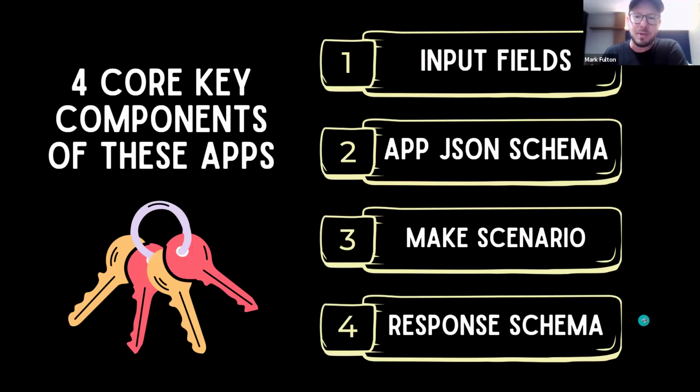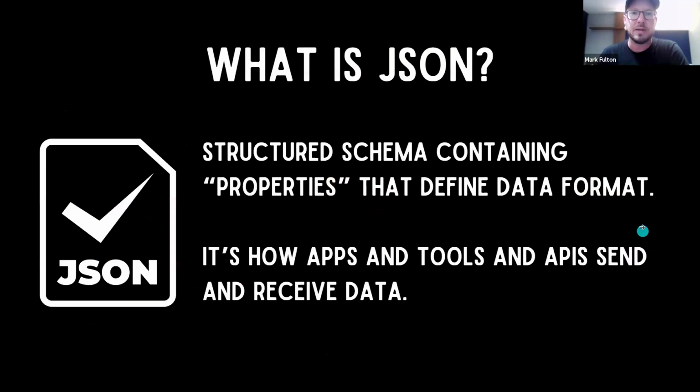And then the response schema: our Make scenario is going to send a response back to our app, and we need to make sure that that response is in a structured schema that the app can collect and do something with. So those are the 4 key components, and we'll walk through doing all of those in apps.